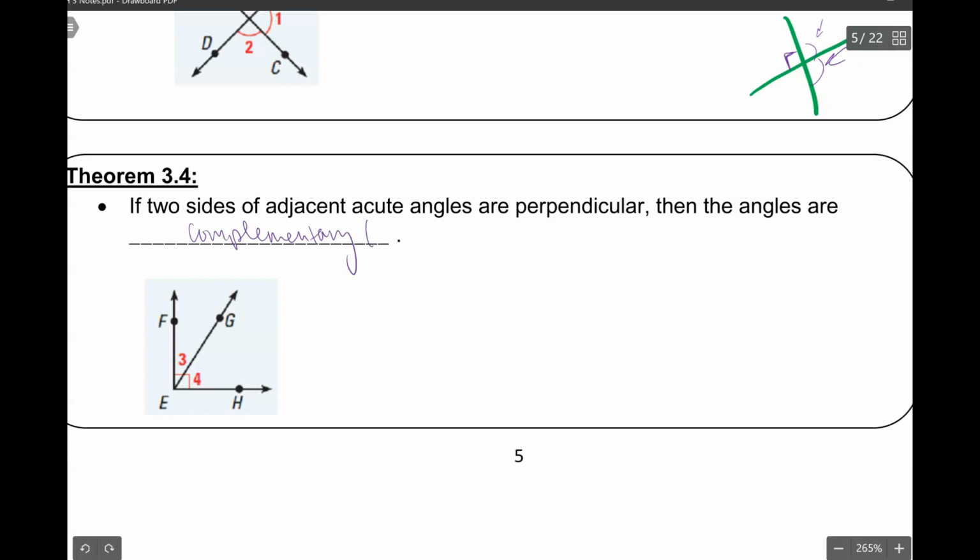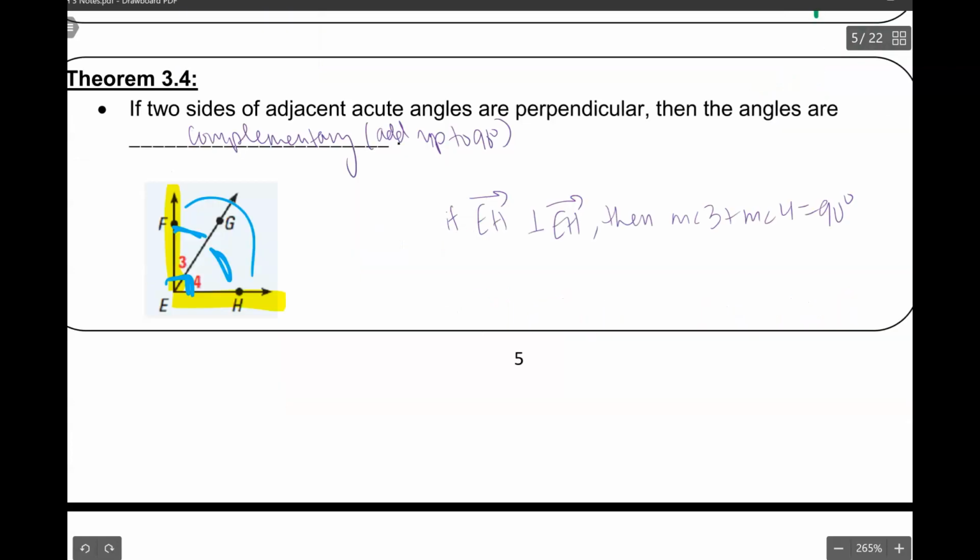Alright, this means add up to 90 degrees. So, I could write this out as, if ray EF is perpendicular to ray EH, then the measure of angle 3 plus the measure of angle 4 is going to be 90. So what this says is if this first ray and the second ray are perpendicular, so meet at a 90-degree angle, that means if I add my two angles up, the total should be 90 degrees.